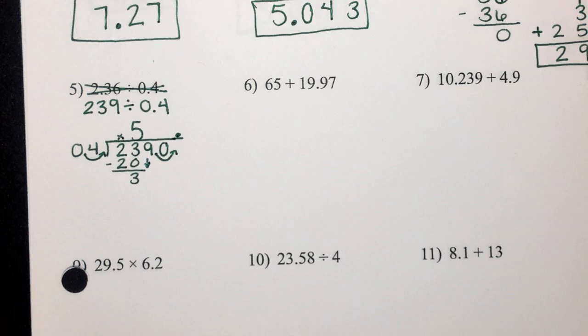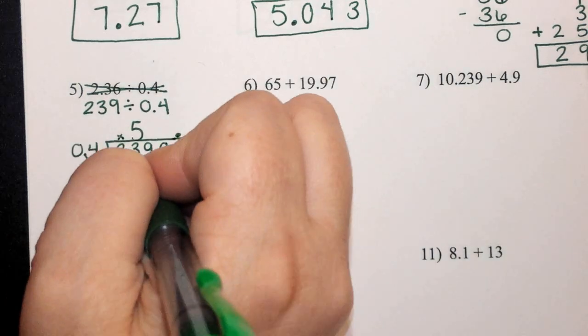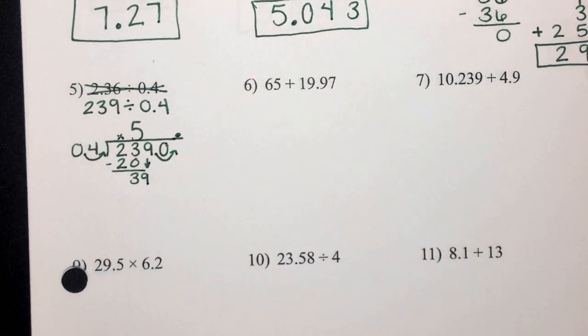Okay, I made a mistake, but that's okay. We're going to keep working it the way it is. All right, so bring down the 9. I didn't mean to put a 9 there, but we're going to work it with a 9 there.